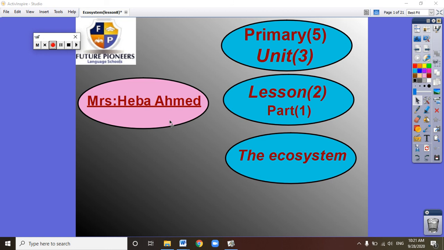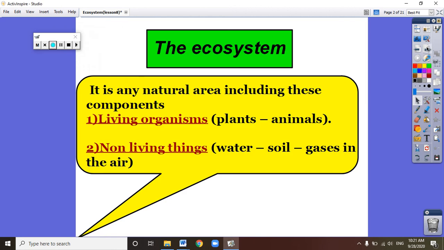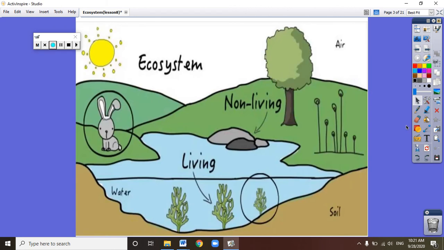Today we will take part 1 from lesson 2 in unit 3, which is talking about the ecosystem. What is the meaning of the ecosystem? Can you see this picture? This picture is the ecosystem.